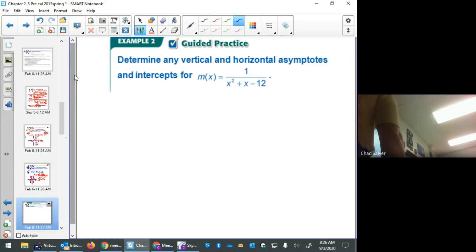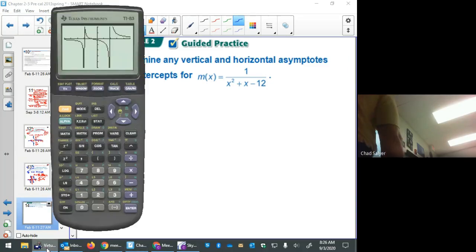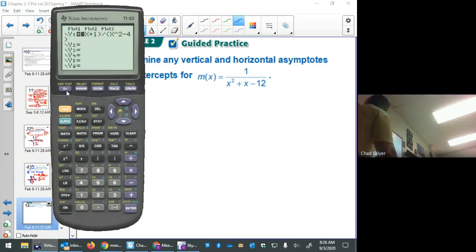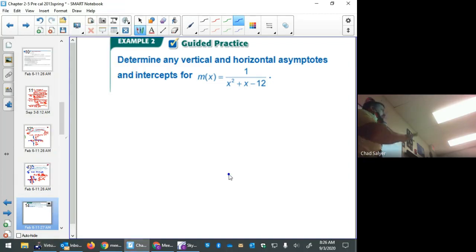So here you would find 2 vertical asymptotes and a horizontal asymptote at y equals 0. The vertical asymptotes would occur at the zeros of the denominator, which are at -4 and +3. We won't spend any more time on this because I think you've seen enough of these.